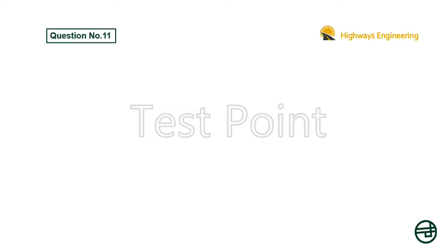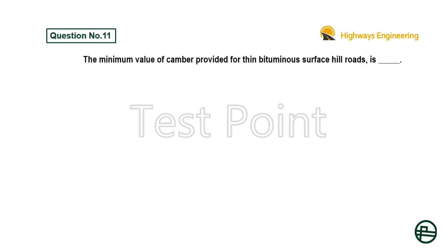Question number 11. The minimum value of camber provided for thin bituminous surface hill roads is. Option A, 2.2%. Option B, 2.5%. Option C, 3.0%. Option D, 3.5%. Answer is option B, 2.5%.